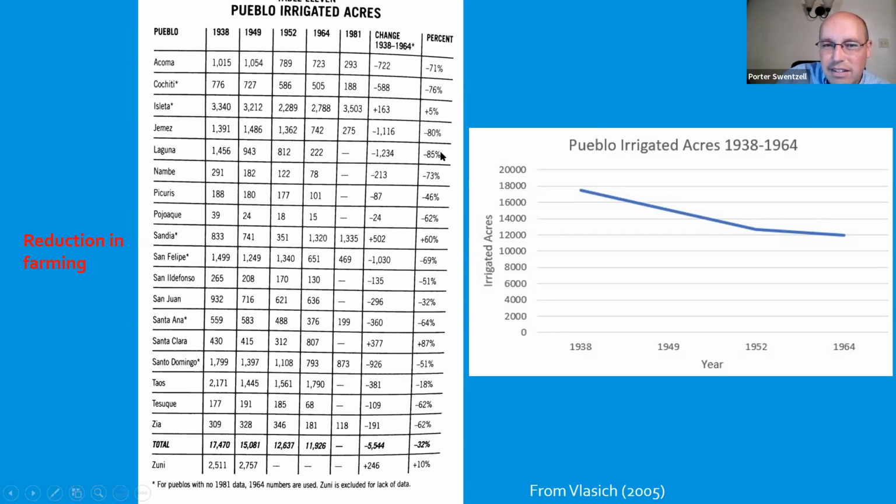And then for the individual pueblos across the board, some of those declines are much larger. For example, Laguna has an 85% decline in irrigated acreage, right? Tesuque, 62%, right? Some of the numbers might have data problems. For example, my pueblo, Santa Clara, shows an 87% increase. So I think somebody didn't do the numbers right.